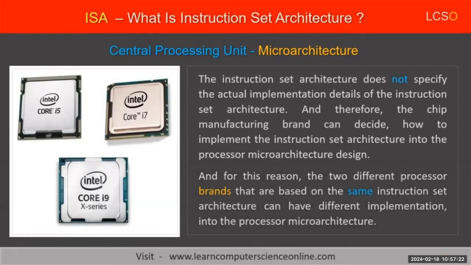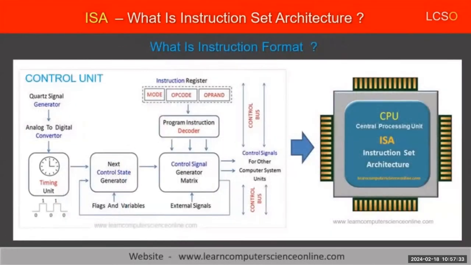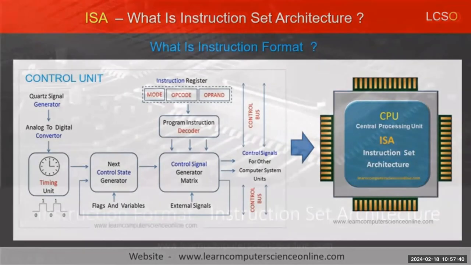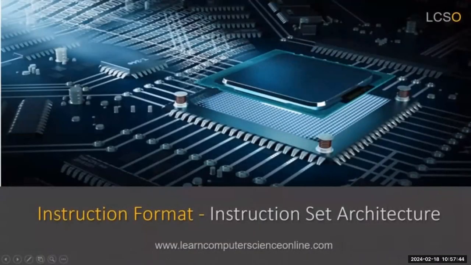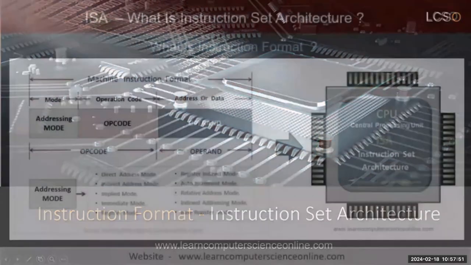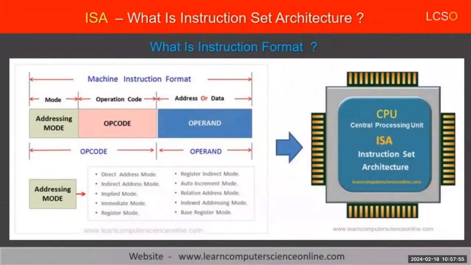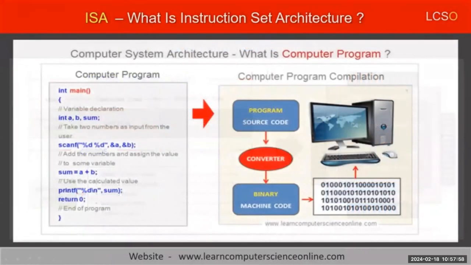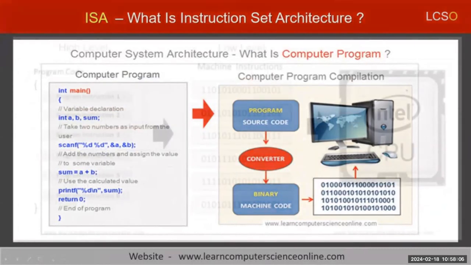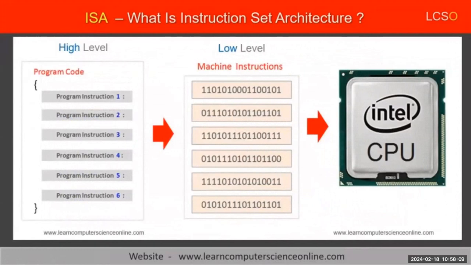That architecture into the processor microarchitecture design. And for this reason, two different processor brands that are based on the same instruction set architecture can have different implementations in the processor microarchitecture. All right, so far, we have defined and understood the concept of the instruction set architecture and how it is implemented into the processor microarchitecture. Let us now briefly discuss some other important fundamental concepts related to the processor architecture and its correlation with the instruction set architecture. The instruction format is another important design concept that is part of the processor architecture. The computer program consists of a set of instructions which directs the CPU to perform some specific operations. However, we all understand that the computer can execute only low-level machine instructions in the binary format.